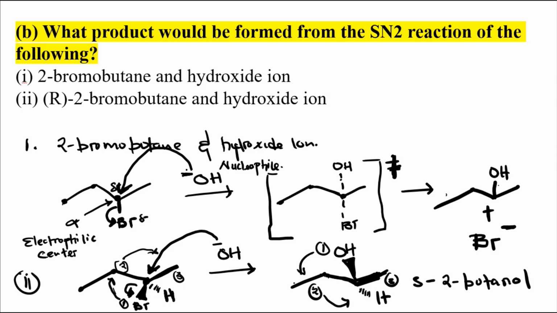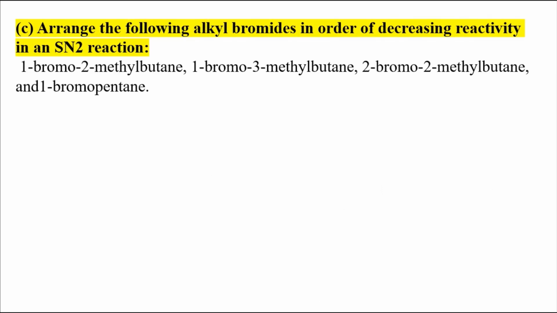All right. So always remember, if the substrate that is reacting is the R configuration, the product that is going to form is the S configuration. Okay, so that is how we're going to differ in the products that we are going to get between these two reactions there. Okay. Number 3 says, arrange the following alkyl halides in order of decreasing reactivity in an SN2 reaction.